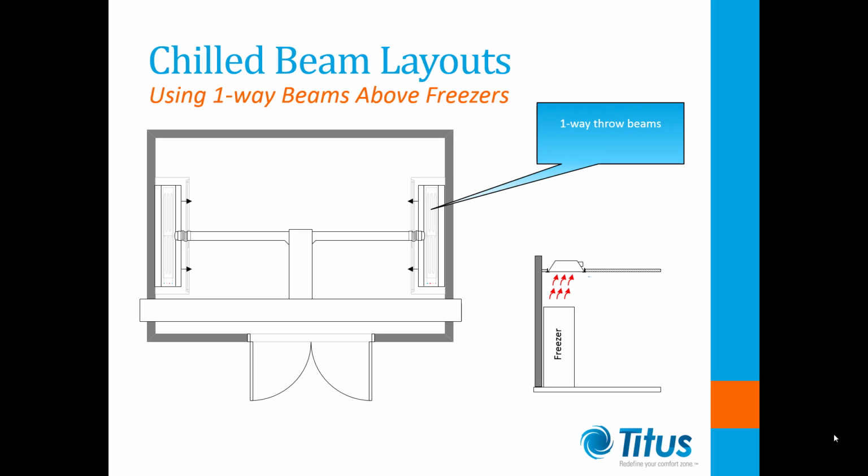Lab storage freezers can produce a lot of sensible heat. So in this example, we've used one-way active chill beams that are located above the freezers to induce the convective heat currents directly into the beam coil.